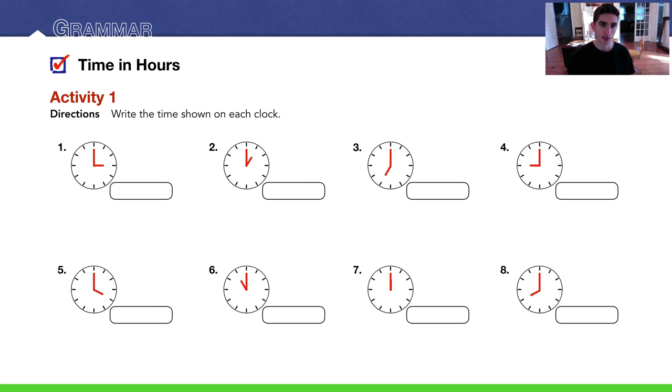Activity 1. We're going to write the time on each clock shown. Try it by yourself. I'm going to solve it right now. Number 1. If you can, I hope you can tell time. This is obviously 3 o'clock. So 3 is 3 and o'clock is 時. This is 3時. Okay, number 2, 1 o'clock, 1時.